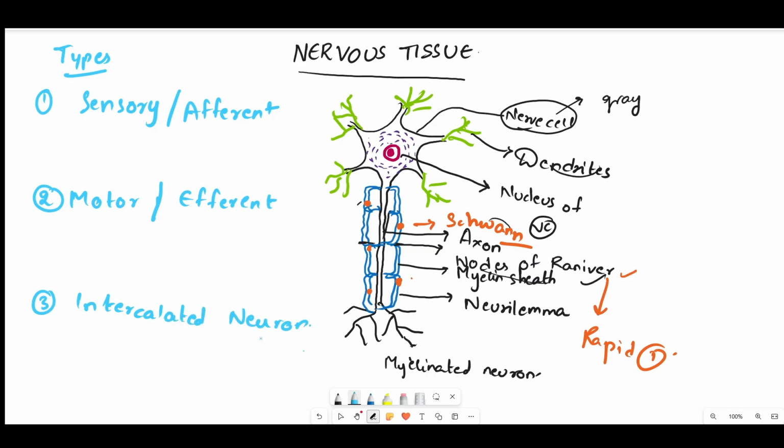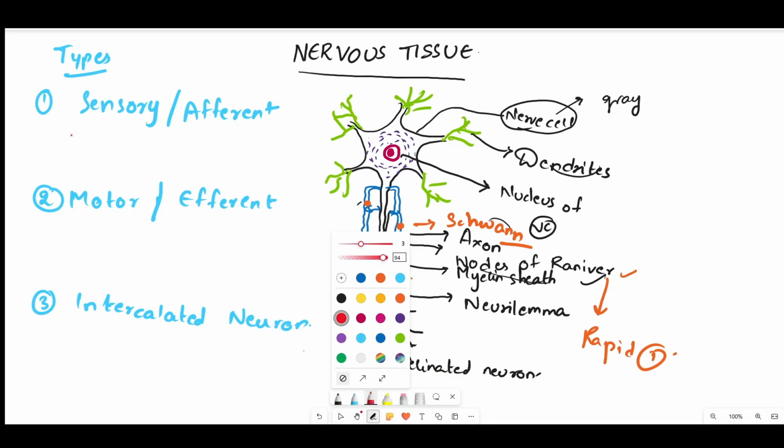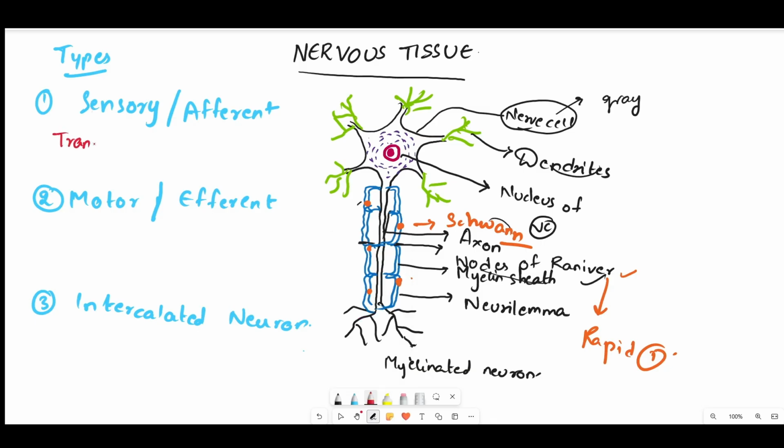What do the sensory or afferent neurons do? They transfer nerve impulses from the periphery of the body to the spinal cord. From the spinal cord, they send them to the brain. The brain is where these impulses are interpreted and sensed. For this, you can take the example of the sense of touch and the sense of taste.